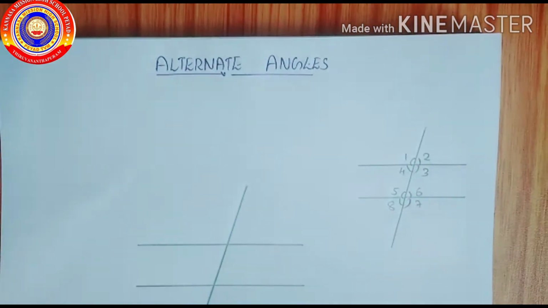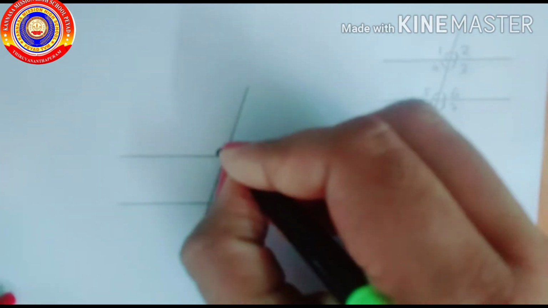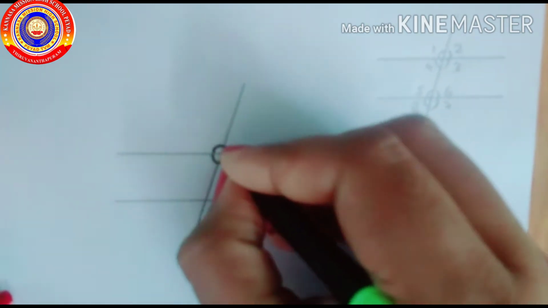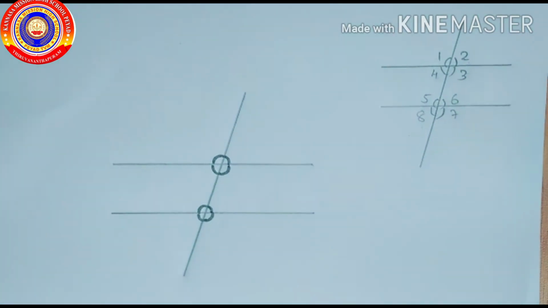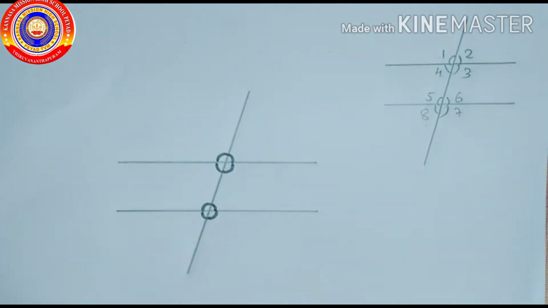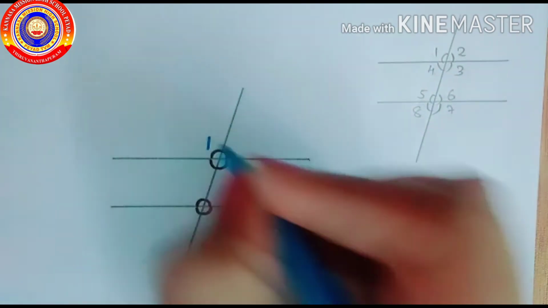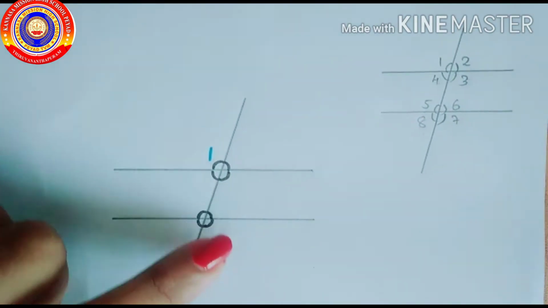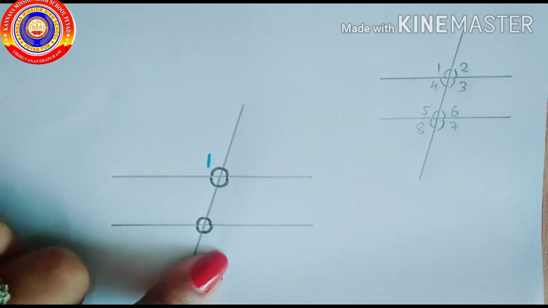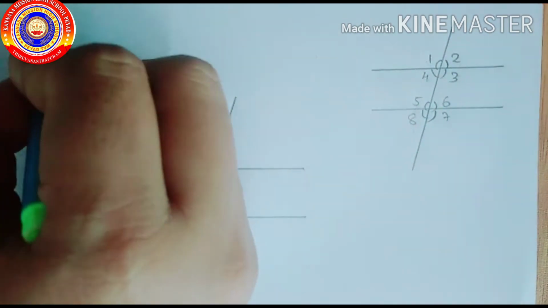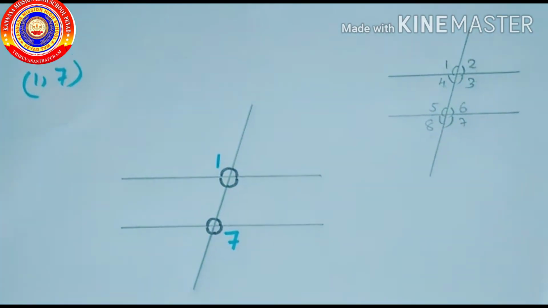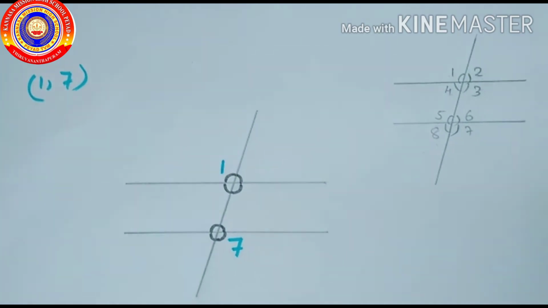Alternate angles. While cutting two parallel lines by a slanted line, we got 8 angles. Here the alternate angles are just opposite angles. Look at the position of the first angle. It's above the parallel line and left of the slanted line. So we can take the just opposite of that angle, that is number 7. It is below the parallel line and right of the slanted line. So here forms the first pair, 1 and 7.